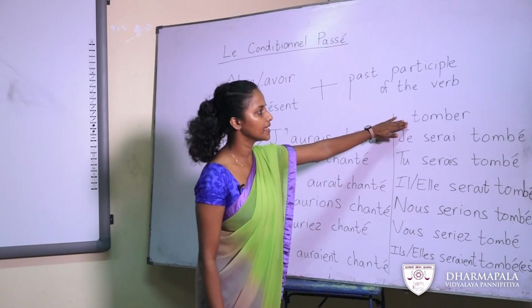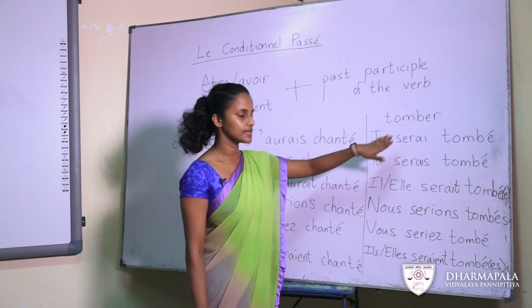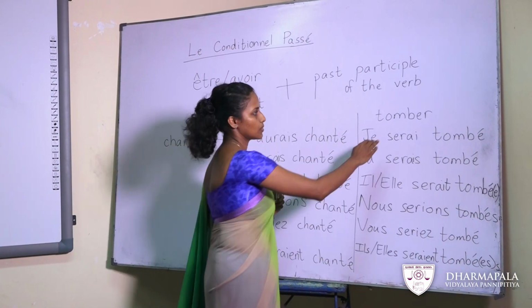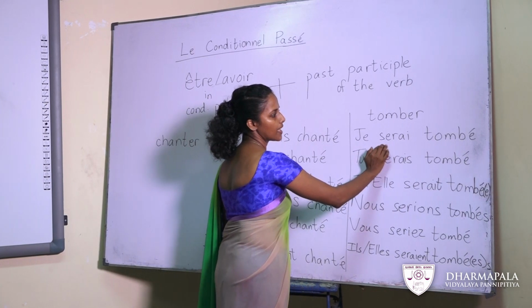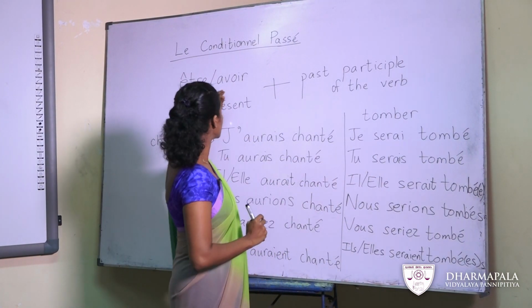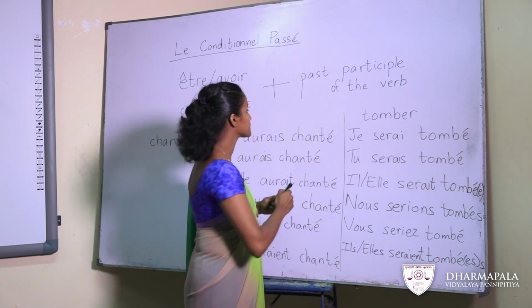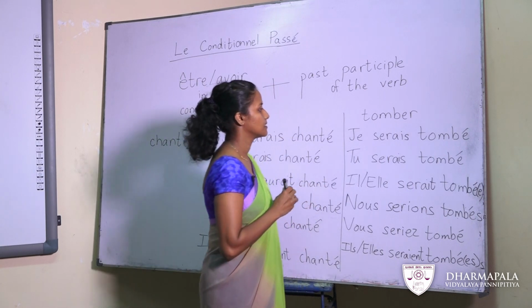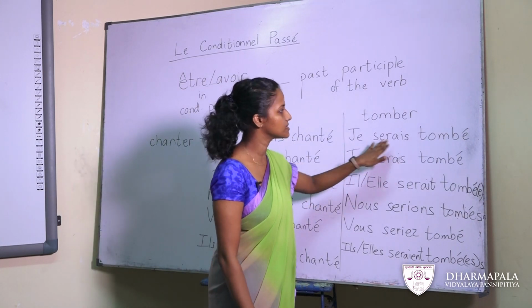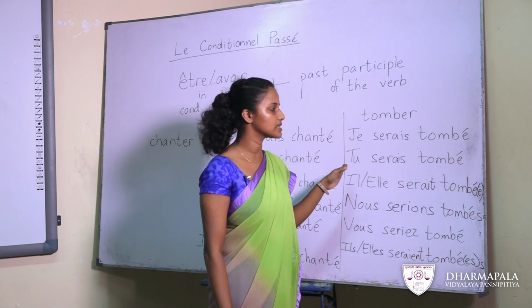And I have taken the verb tomber. It's an example for être verbs. So, tomber is an être verb. So, we have to have être as the auxiliary. So, être in conditionnel présent. So, it should be: je serais tombé. Now, imagine that je is masculine.